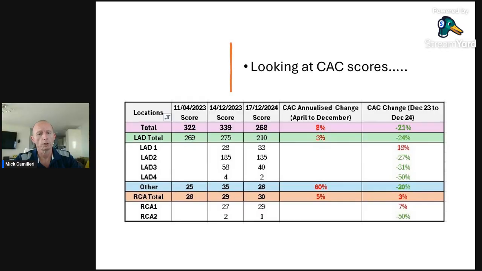This is the CAC score. You'll note that first year, the first 12 months annualized, I had a score increase of 8%. In the second 12 months, it actually decreased 21%. The interesting thing here is we started to see improvements across the board. So the LAD looks like it was fairly stable, albeit a slight increase, but then significantly dropped. In the other, we had an increase, but again, it's a small number over a small starting point, or a reasonable number of 10 over a small starting point. And then the RCA was a slight increase as well.